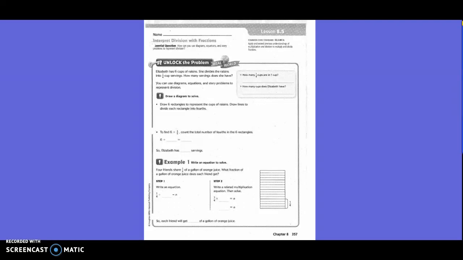Fifth grade, chapter 8, lesson 5. Interpret division with fractions. Unlock the problem. Elizabeth has 6 cups of raisins. She divides the raisins into 1/4 cup servings. How many servings does she have?